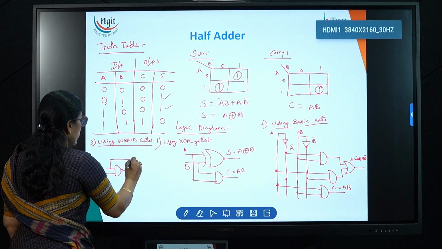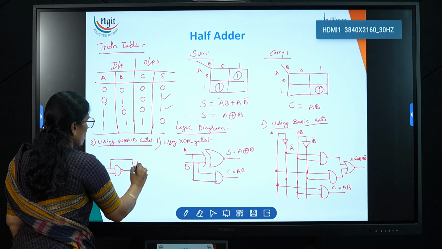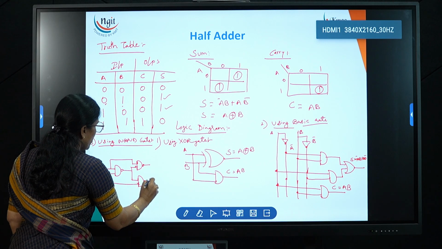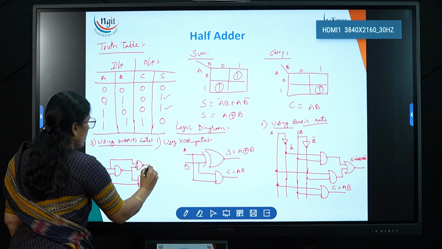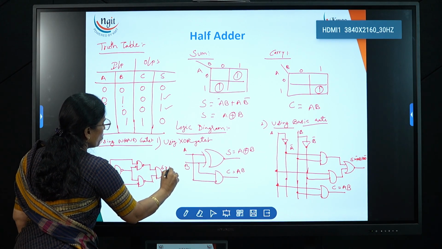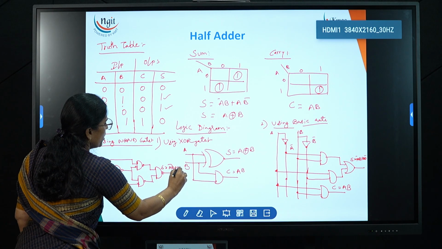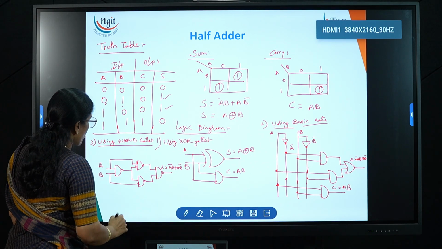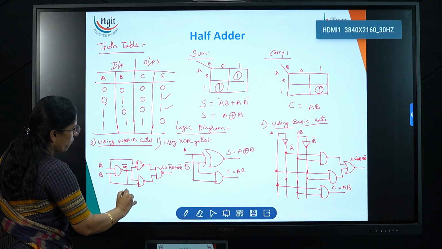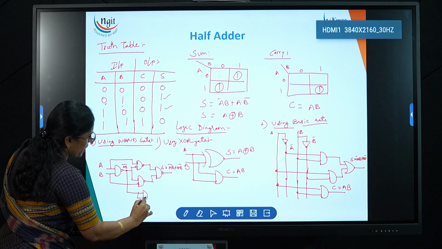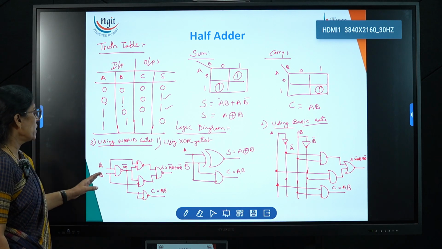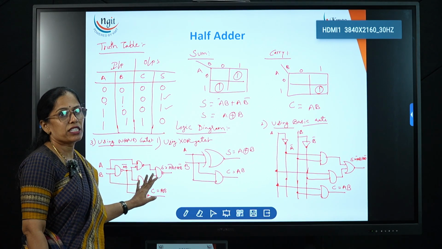So the same diagram here I am taking. Total 4 NAND gates we needed. This is A, this is B, and here we get the sum. S is equal to A bar B plus A B bar. Now what is carry? Carry is AB. Now here this is an AND gate. Here we are getting the AB bar. Now for this, if you apply one more inverter, then we get the carry. C is equal to AB. So this is the half adder using the NAND gates.